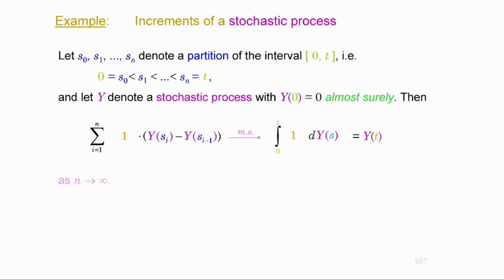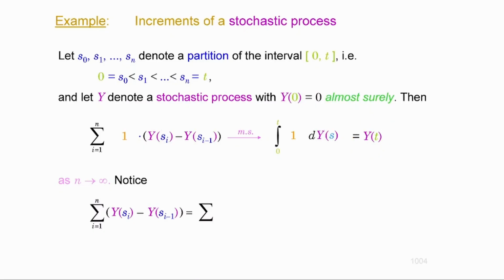This is just a little example, okay? So you need to understand this, and this is what I'm going to do now. These are the increments here, and this is the mean square limit of that. You see? So that is a random variable right now.